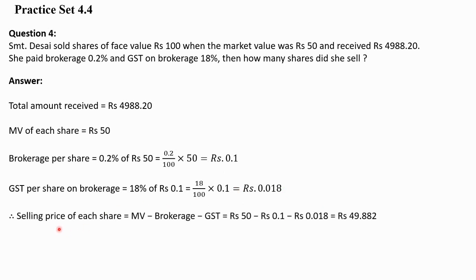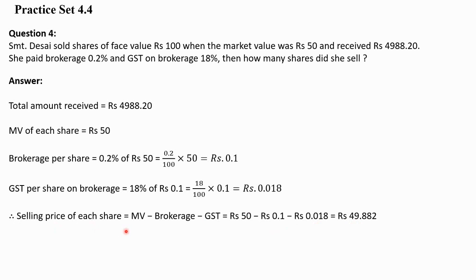So selling price of each share. We know when the share is sold, the brokerage is subtracted from the market value. So the selling price will be 50 minus 0.1, that is 0.018.